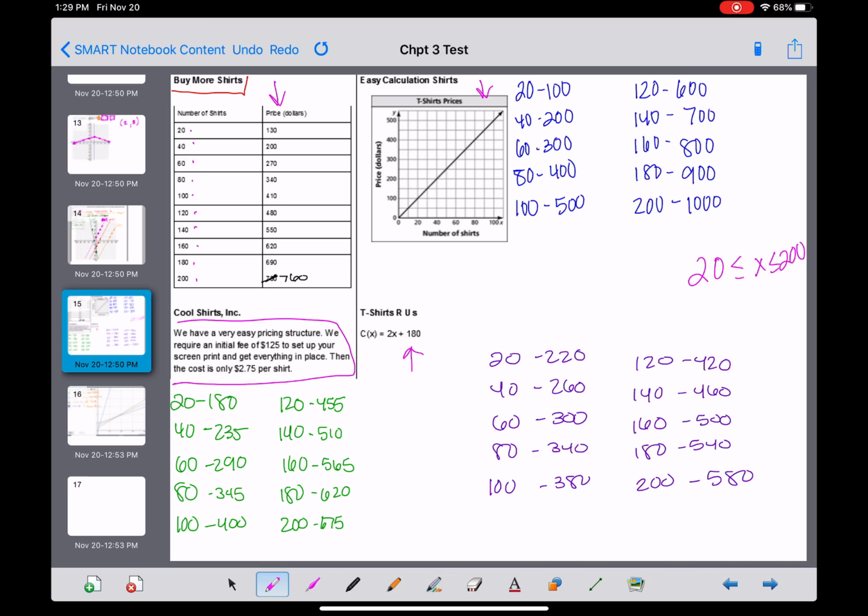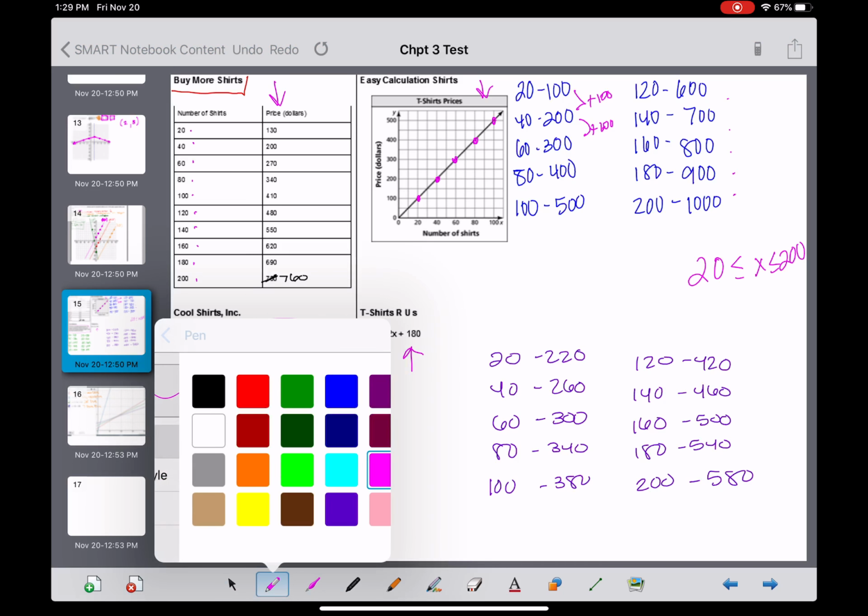So with Easy Calculation shirts, 20 shirts was $100, 40 was $200, 60 was $300, 80 was $400, 100 was $500. I saw that the rate of change was increasing by 100, so I continued that pattern to finish my table.